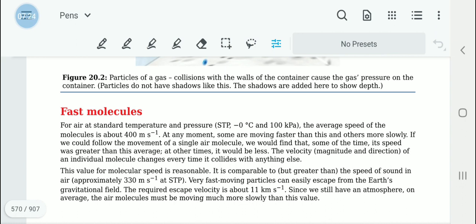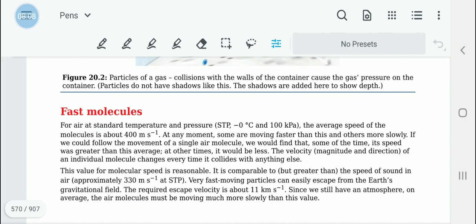So considering all the other obstacles and the time that is wasted when collisions occur, it travels at 330 meters per second, right? So this is the average speed. Average means at any moment there are particles traveling faster than 400 meters per second, and there are particles which travel at a lower speed, lower than 400 meters per second, right?